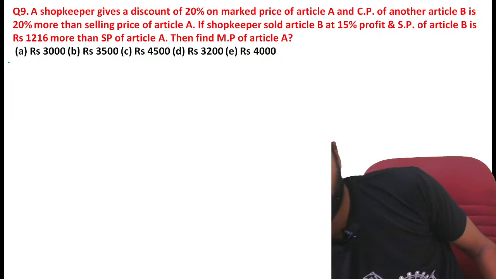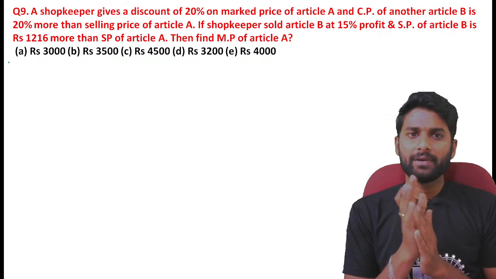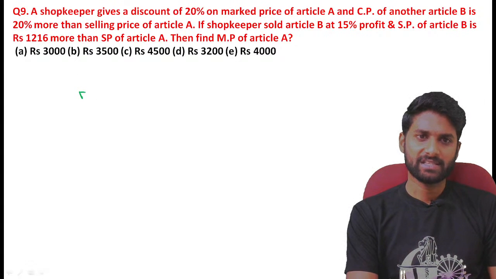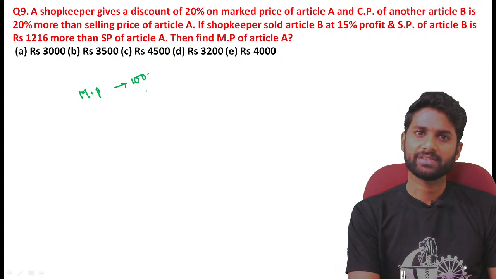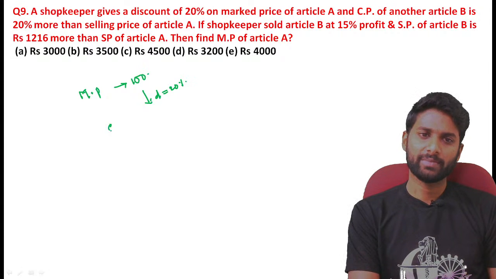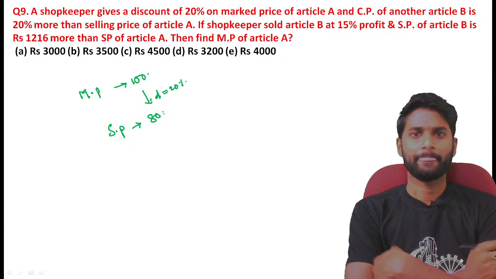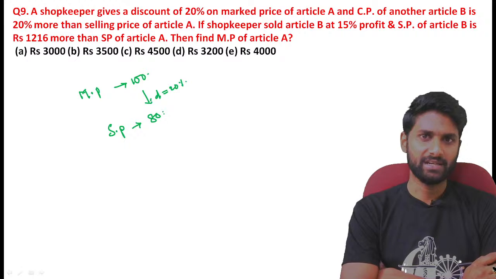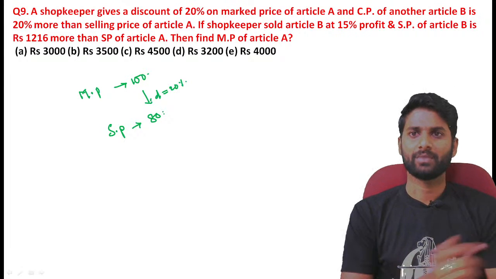Next information. A shopkeeper gives a discount of 20% on the market price. First, I just assume one value: the market price is equal to 100 units. Now, a person allowing a 20% discount, the selling price is exactly equal to 80. So I assume the market price is 100, I am allowing a discount of 20%, and now the selling price becomes 80.